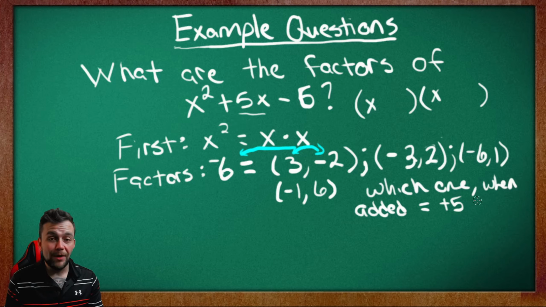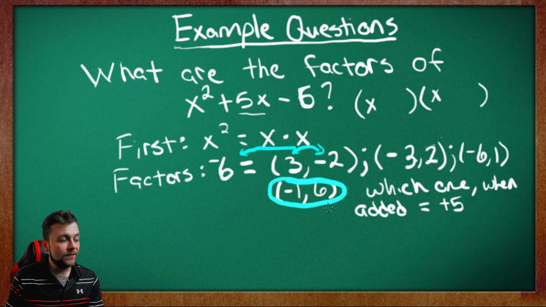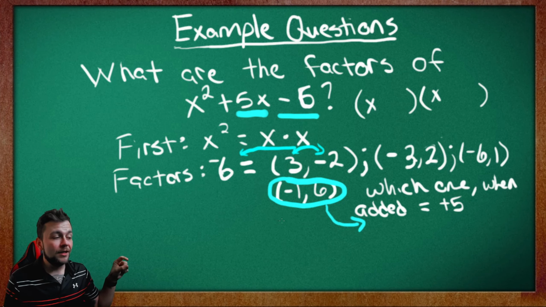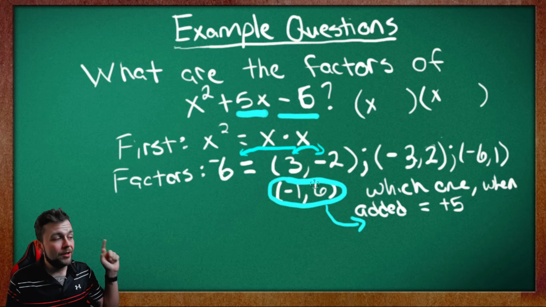We're almost to that positive 5. So then lastly, what is a negative 1 plus 6? This right here gives us our answer of positive 5. It gives us our middle term, okay? And when they're multiplied, it also gives us our last term. So think of it like a key. This negative 1 and 6 is the key for factoring this equation.